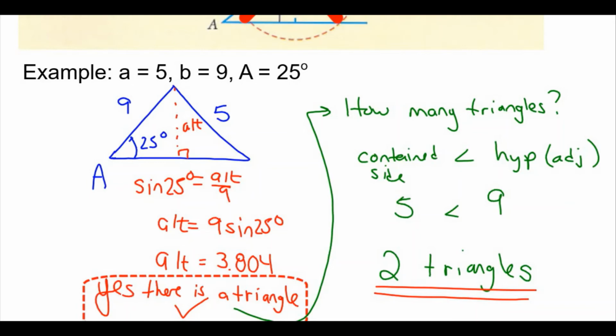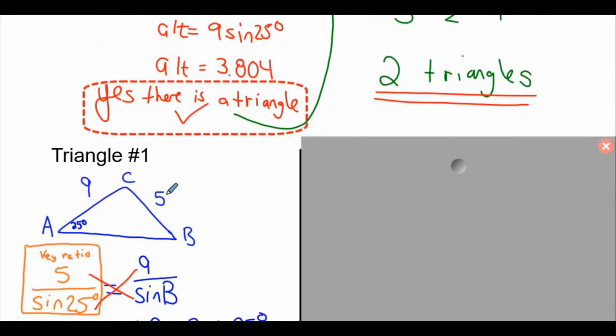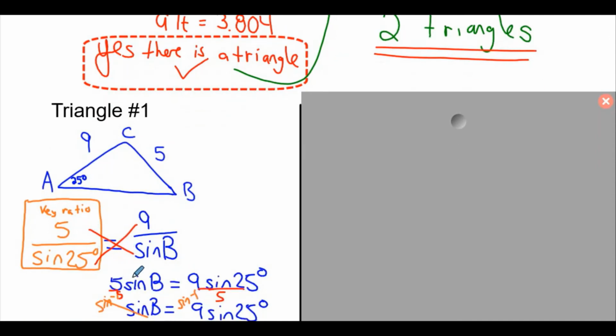Now, again, in the idea of not freaking out about math, the first example is just the one you're seeing here. I have a key ratio of 5 divided by sine of 25. I'm going to set that equal to this side, which is across from this angle, which I'll call B. I'm just going to do the same thing I have been doing. So take this triangle, set up my key ratio, 5 divided by sine of 25 is equal to 9 divided by sine of B. I'm going to cross multiply, and I'll get 5 sine B equals 9 sine 25. I'm going to solve for sine B by dividing by 5.